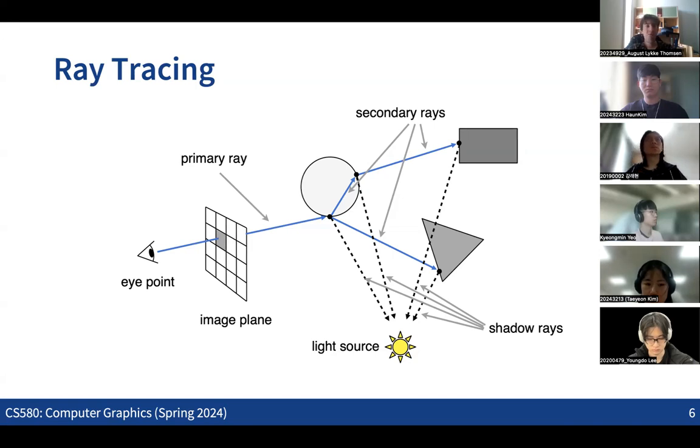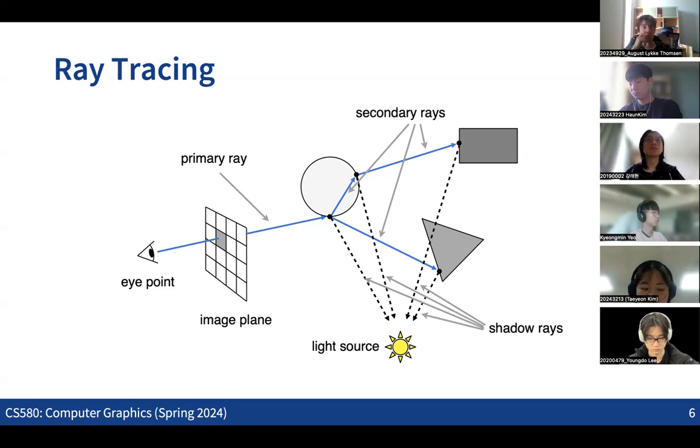At each intersection with the objects, we shoot secondary rays until the ray arrives at the light source or the recursion reaches some maximum number. So this is the basic idea of ray tracing. Once you back trace the path of the rays for every intersection point, we also shoot a ray to the light source to calculate the color information for each intersection point.